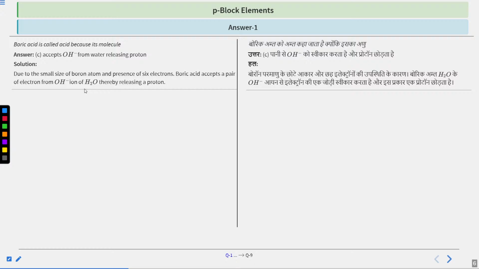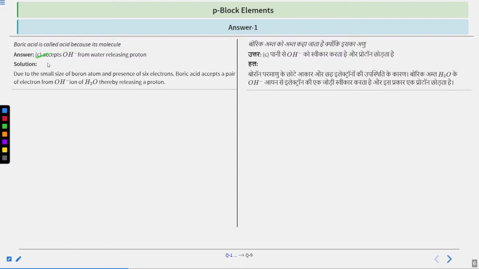So what it does, due to its small size, is attract the lone pair present on the oxygen, which gets attached to the boron that we have. Clear? That creates a negative charge on boron. It plays the role of an accepting species, accepting an OH-. Clear? So the correct option would be C.